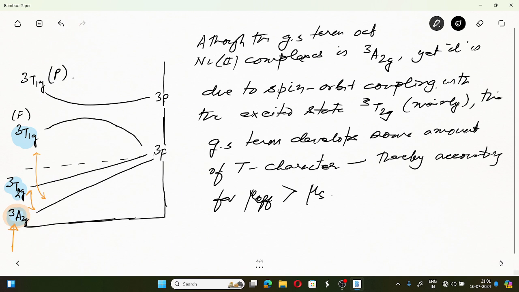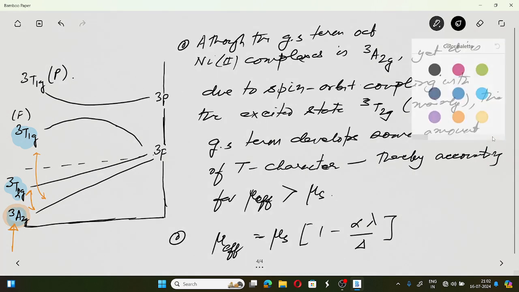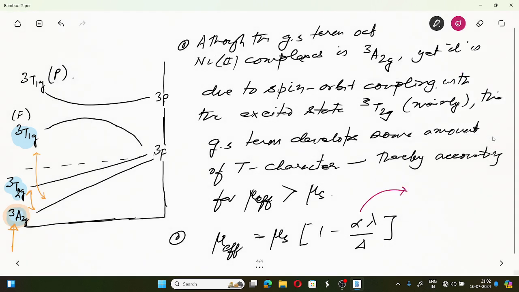ঠিক আছে, mu effective greater than mu s। এবং এখানে দেখো আমরা এমন বলছি, this can also be explained by a formula। সেটা কিরকম? mu effective equals mu s into 1 minus alpha lambda by delta, ঠিক আছে, যেখানে এই আলফাটা you'll find that this is a constant, alpha is a constant, ঠিক আছে, lambda এটাকে বলছে orbit spin orbit coupling constant.